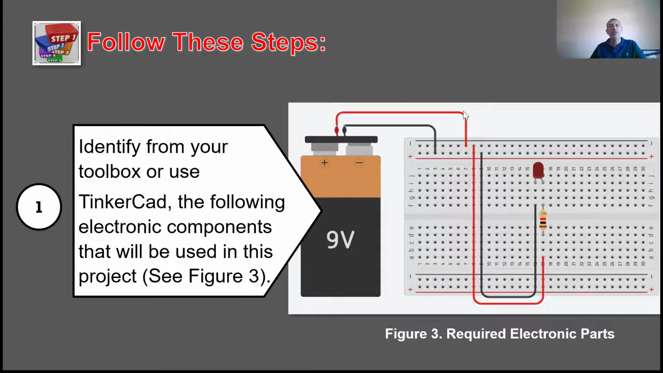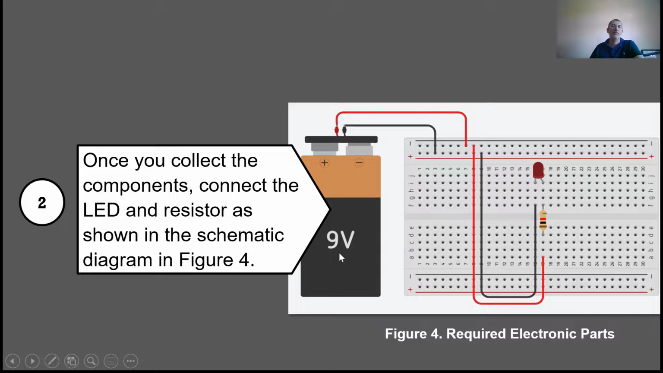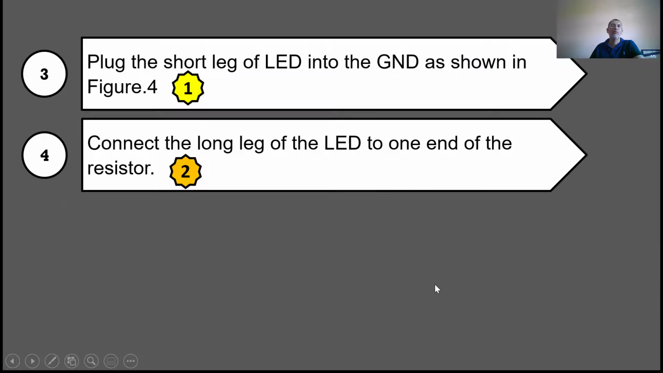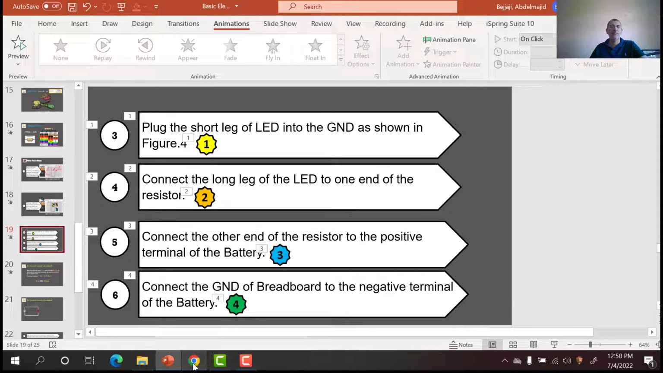Now I want you to follow these steps to create this project with me, okay? What you're going to need is an LED, light emitting diode, a resistor, a battery, and a breadboard, and then of course a bunch of wires for connecting ground and the positive side. Make sure you get all these components from your toolbox, and note how I'm connecting things. Follow step by step here, and we're going to do it in Tinkercad.